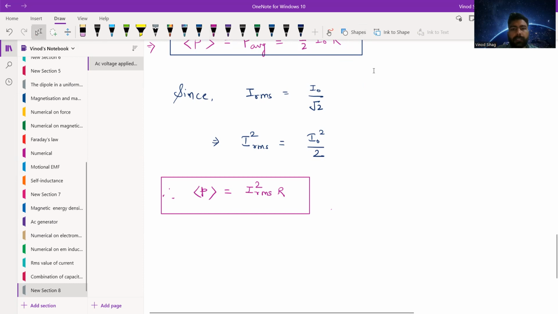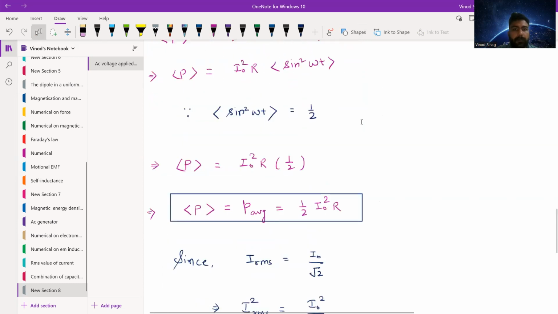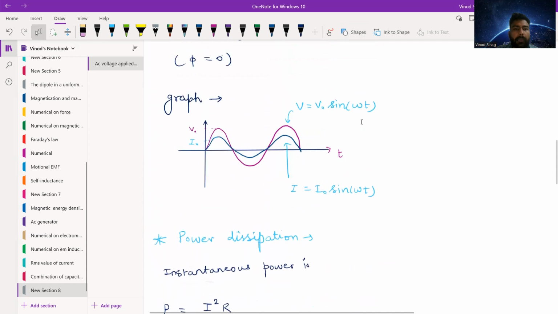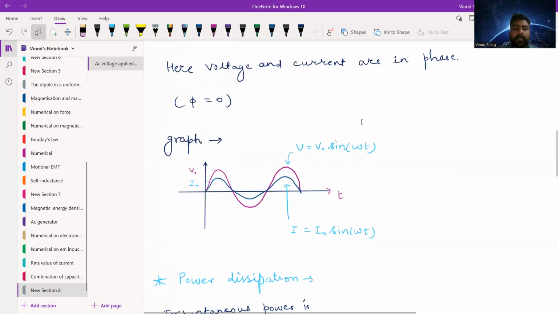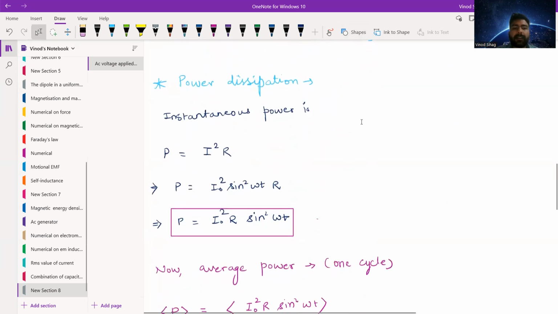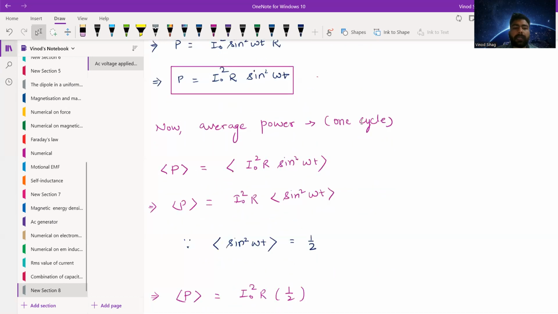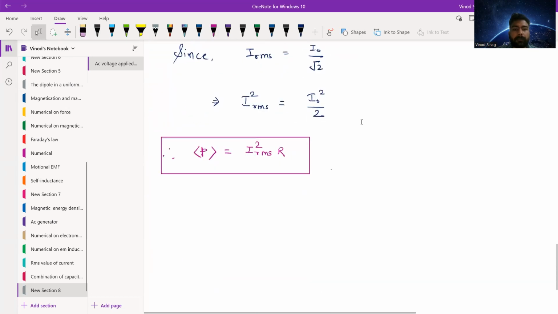I hope you understood these two derivations. The first one was how to determine the current I flowing through a resistor R where the external AC source is applied. And the second one was instantaneous power, and its other part is average power.